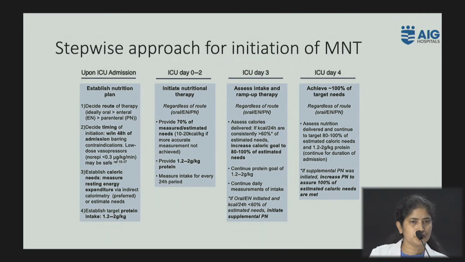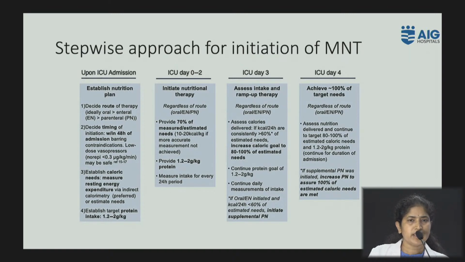So for day 0 to 2, as we said, within 48 hours of admission we initiate the nutrition, whichever route is feasible for that particular patient in our ICU. We provide 70% of measured or estimated needs, and for a more accurate measurement, usually 10 to 20 kilocalories per kilo. And we provide 1.2 to 2 grams per kilo of protein, because in all these critically ill patients, as per the EFFORT protein trial, providing more than 2 grams per kilo does more harm to the patient than good. And we also measure the intake for every 24-hour period.